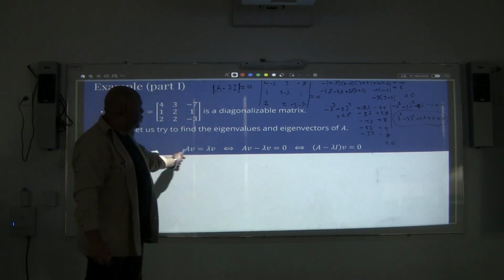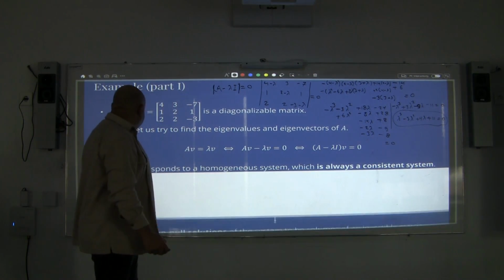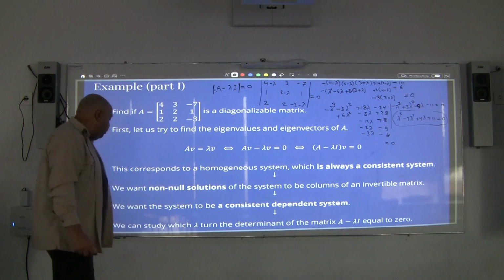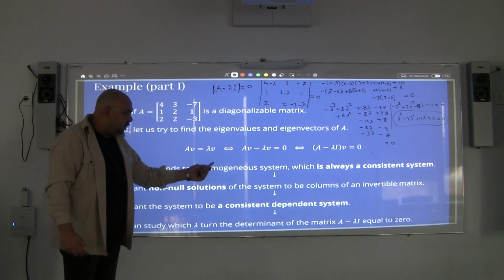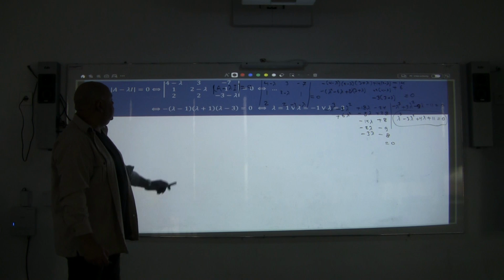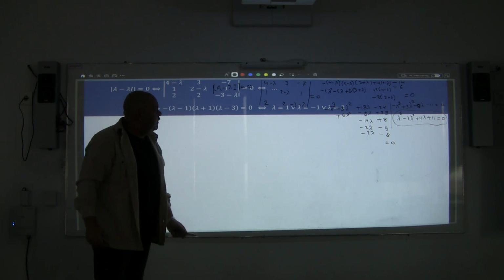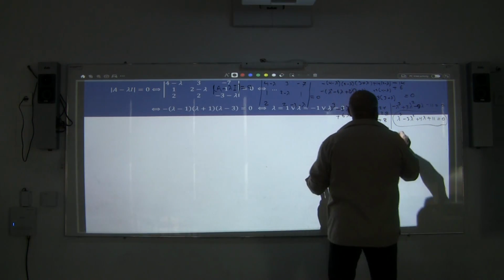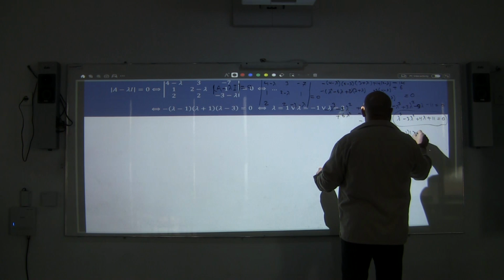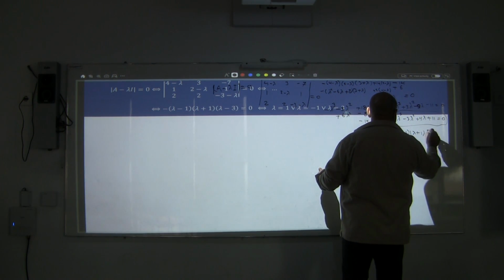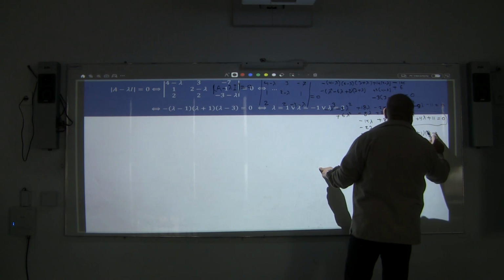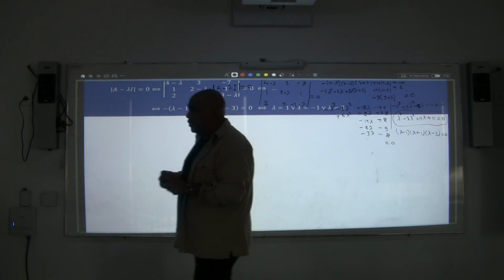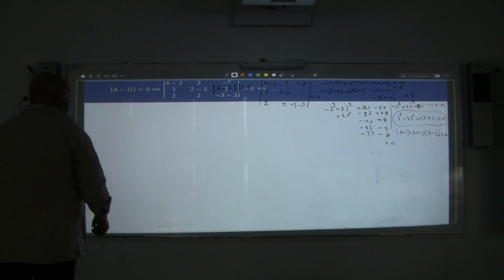So this is the equation, exactly as we did. We will need to solve this homogeneous system in order to get the values of our lambda. We can study which lambda makes the determinant of A minus lambda I equal to 0. As I told you, the analysis of this equation comes up to lambda minus 1 times lambda plus 1 times lambda minus 3, and it's going to equal 0. Those are the correct 3 values of lambda.